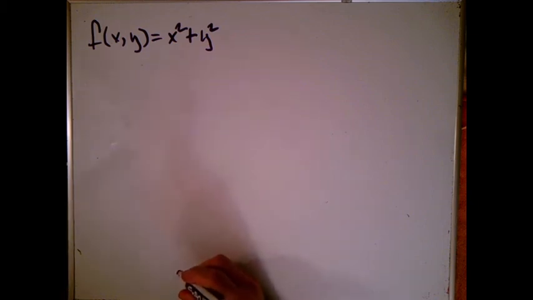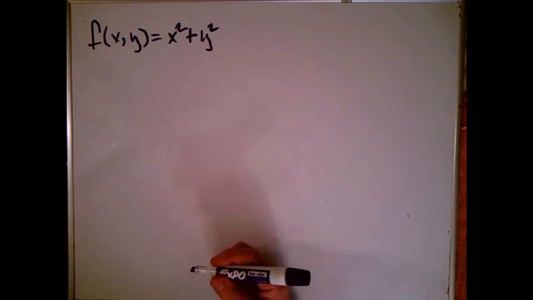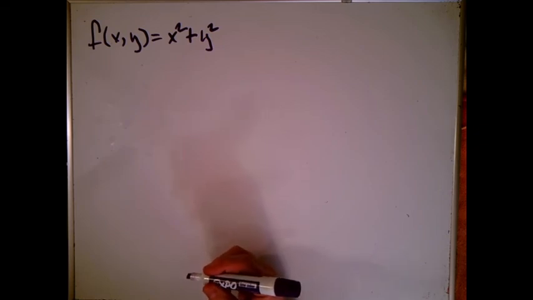Okay, let's make a table of values for a function of two variables. So what we have here is a function. It's the simplest function I can think of that's not linear, which makes it at least a little teeny bit interesting. Now, how are we going to make the table?